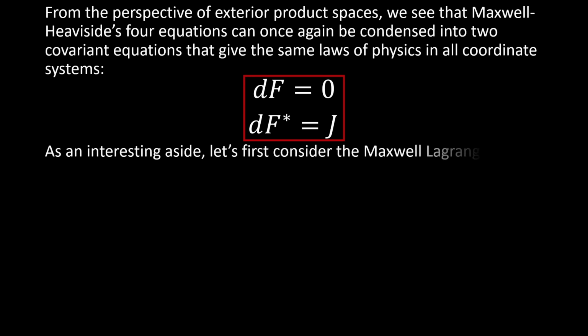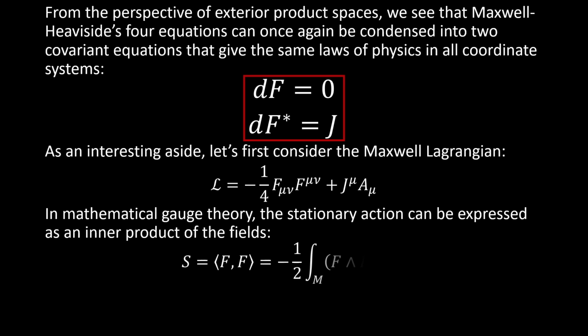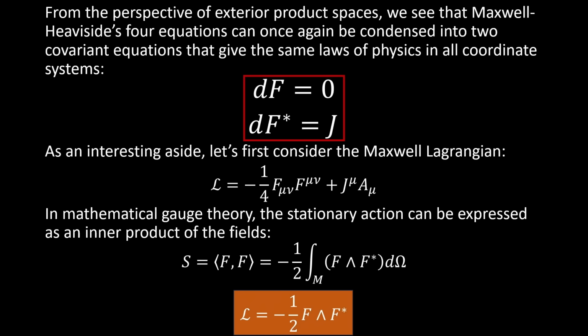And as an interesting aside, let's first consider the Maxwell-Lagrangian. In mathematical gauge theory, the stationary action can be expressed as an inner product of the fields themselves. And so then the integrand with this factor of minus 1/2 gives us the Lagrangian. So the kinetic minus potential energy is negative 1/2 times the Faraday 2-form wedge its dual.